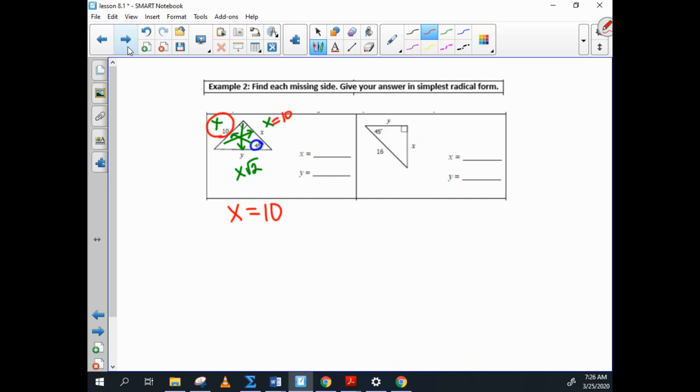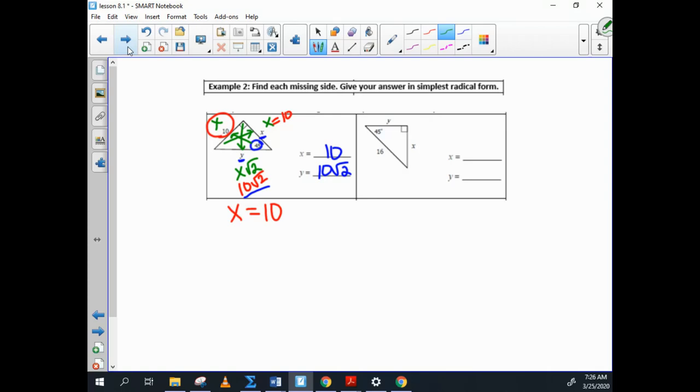So I'm going to ignore their x's and y's for a minute. Over here, we're going to plug this in for my x, and I have 10 square root of 2 right there. So the side that they're calling y is my 10 square root of 2, and the side that they're calling x is just going to be 10. And you're done.